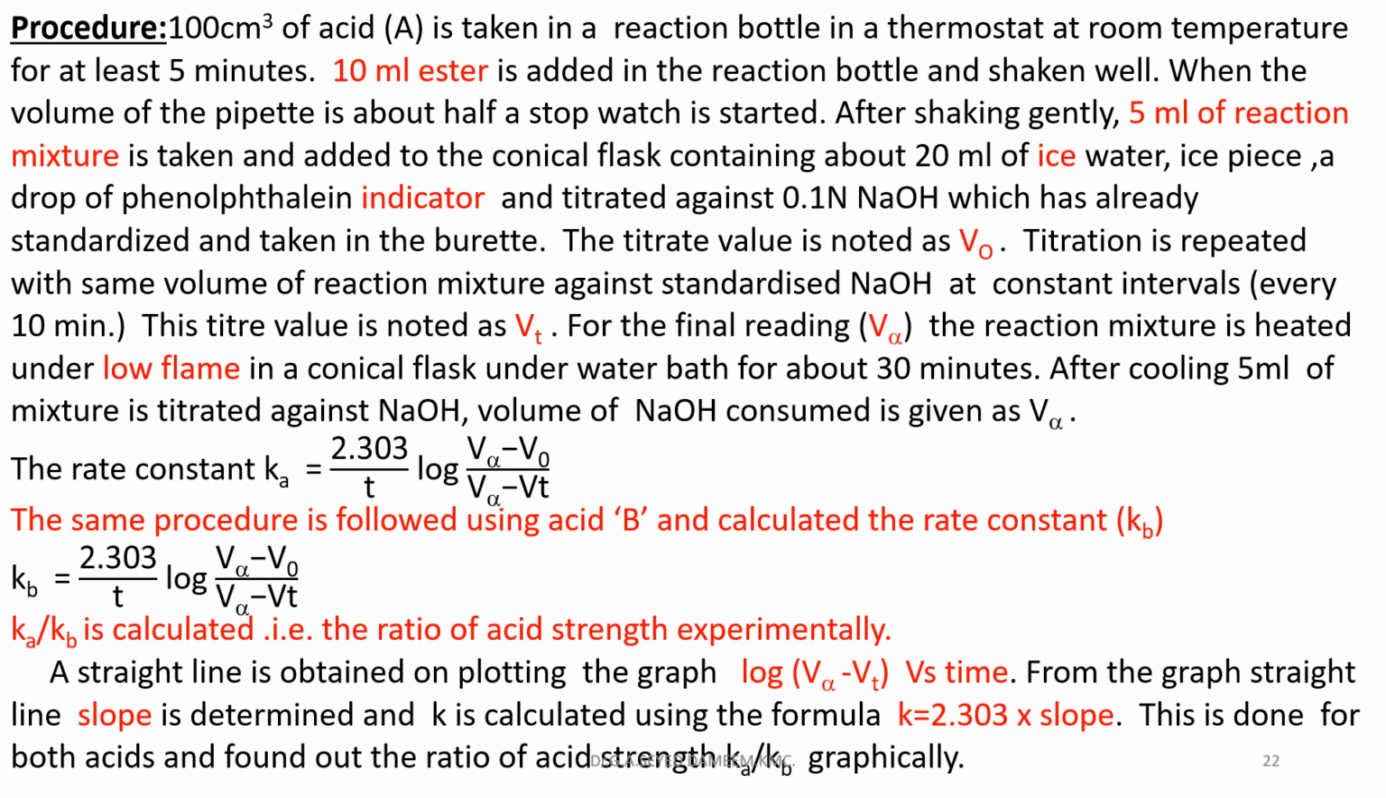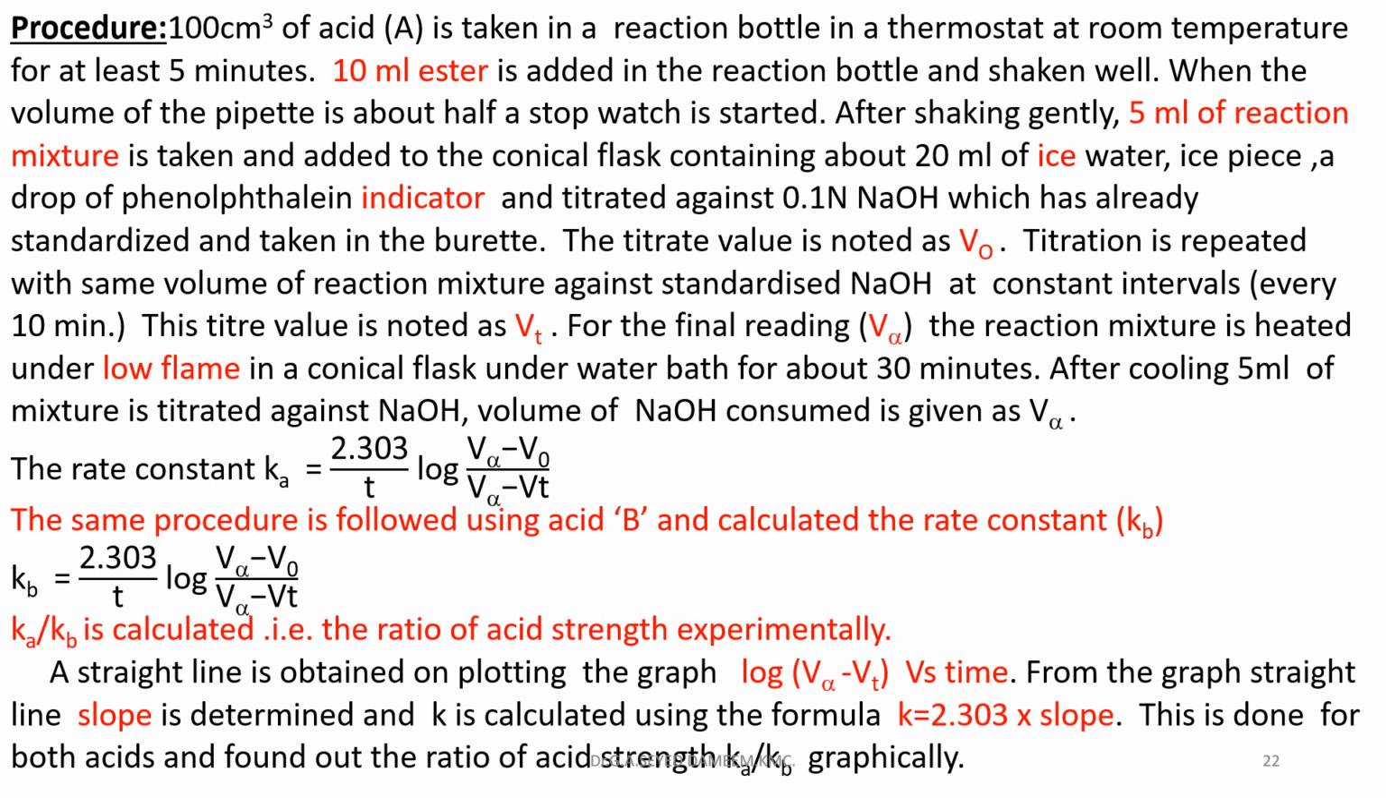The same procedure is followed for acid B also, and we calculate the rate constant Kb. B means acid B, and the same formula is used: Kb equals 2.303 by t log of (V infinity minus V0) divided by (V infinity minus Vt). From the values of Ka and Kb, the ratio is calculated. That ratio is the ratio of acid strength by the experimental method.